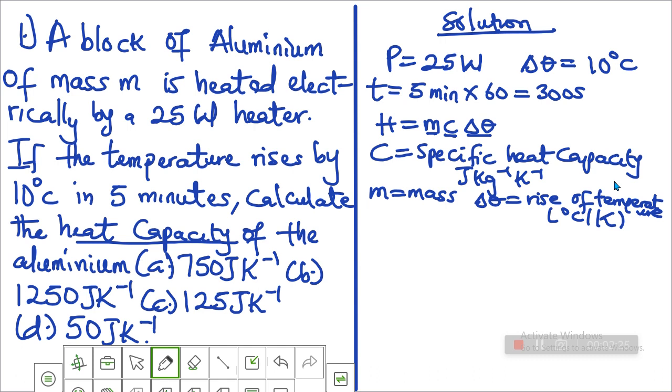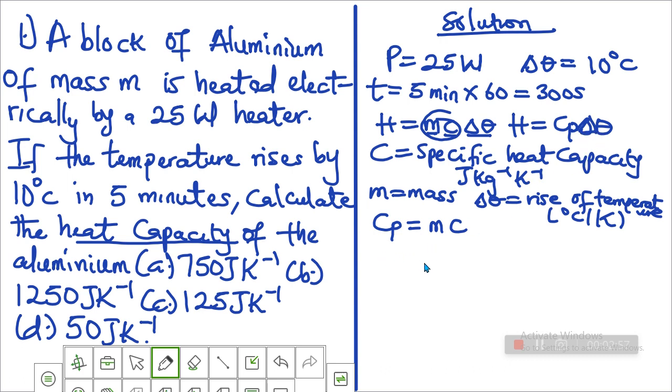Now they ask us to find heat capacity, not specific heat capacity. So what is heat capacity? Let us represent it by Cp. It is the combination of mass and specific heat capacity. Let us represent this mc with the heat capacity, so it will now be H equals Cp delta theta. So that's the formula now: Cp times delta theta.